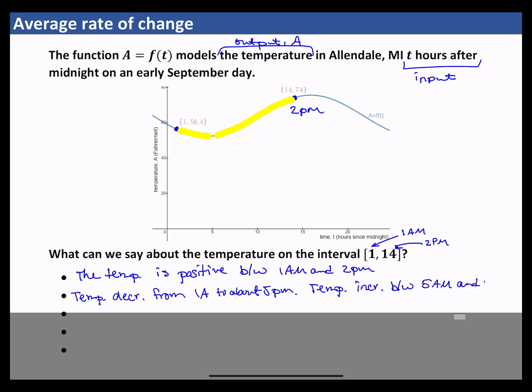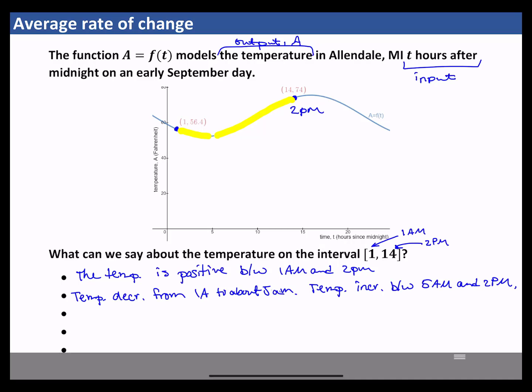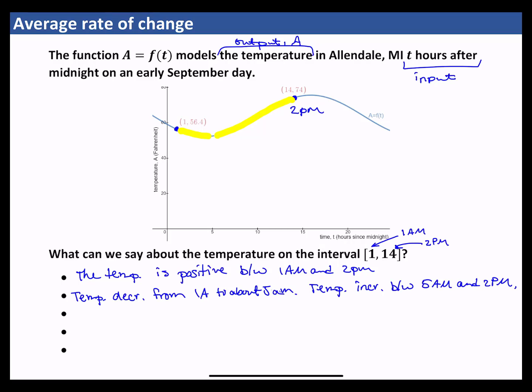Notice that saying A equals f of t is positive is different than saying that A equals f of t is increasing or decreasing. Some students mix up those words, positive and increasing versus negative and decreasing. They mean very different things, so be careful.